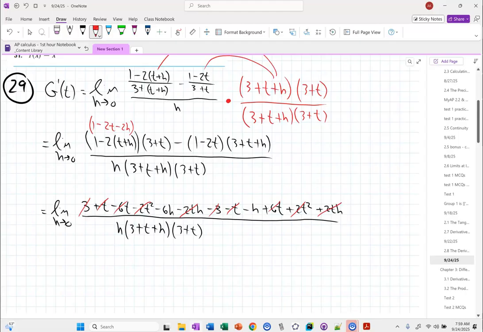So I'm left with 6h minus h, it looks like. Wouldn't that be minus 6h? I'm sorry, what? Minus 6h? Minus h or no? Minus 6h minus h. Yeah, what did I say the wrong thing? You said 6h. Oh, yes, thank you. Yeah. Minus is still there.